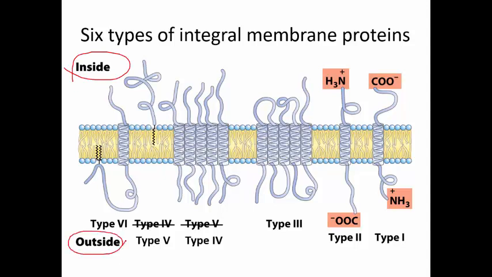If this was a membrane like a mitochondrial membrane or a nuclear membrane, instead of the outside of the cell, we would say the outside of the organelle. But you can generally still define an inside and an outside. So only for these two types does it matter where the N-terminus is. For the other four, it doesn't matter.